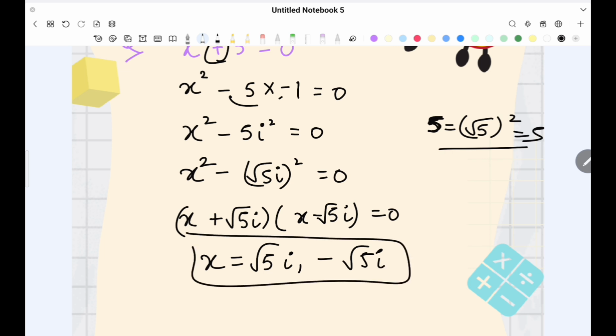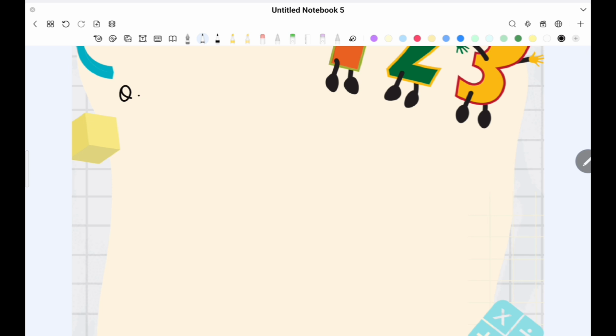Clear? Now let us take another example, and in this example I am going to show you the importance of making the perfect square. x square minus 4x plus 13 is equal to 0. Now, can you find any factors? You might be thinking that we can use the discriminant formula here, but the discriminant formula is too long to use. So here we will do it using perfect square.